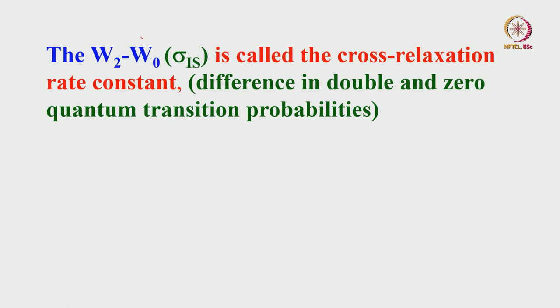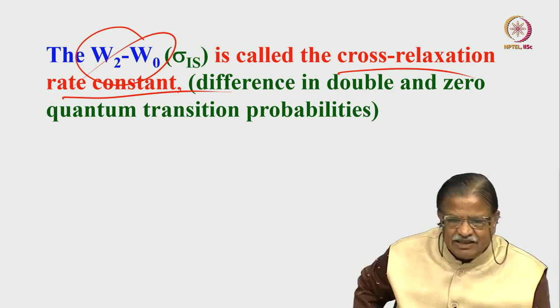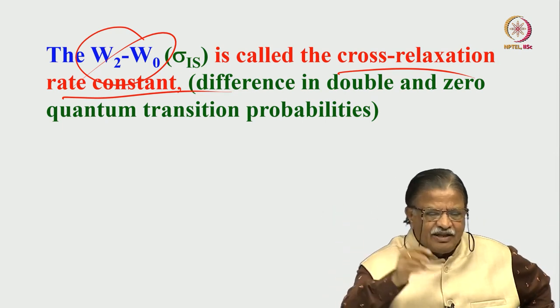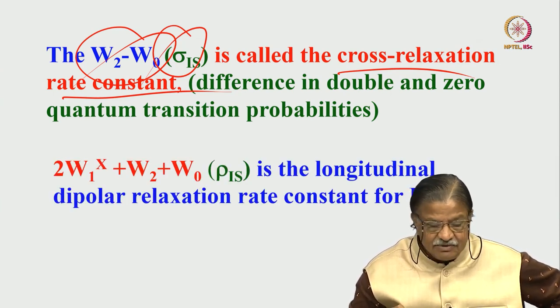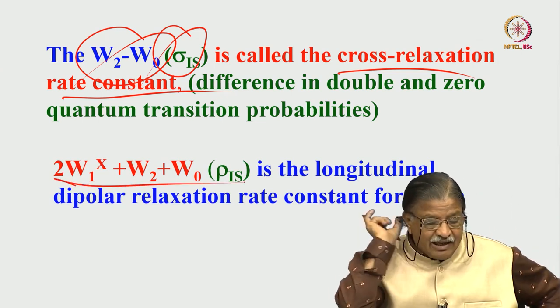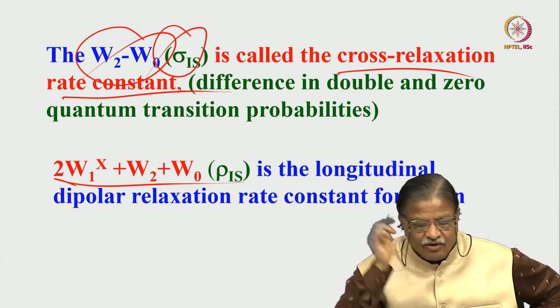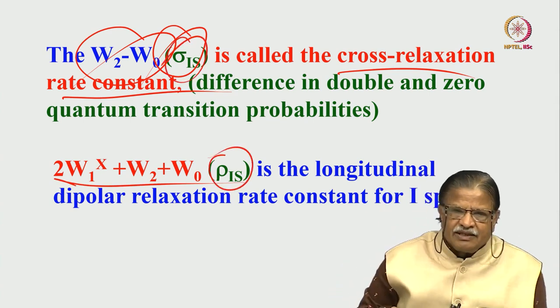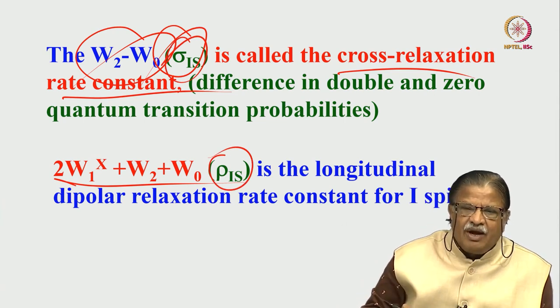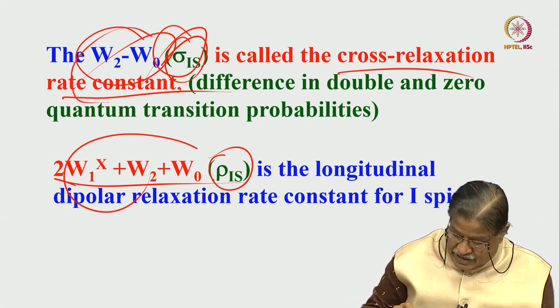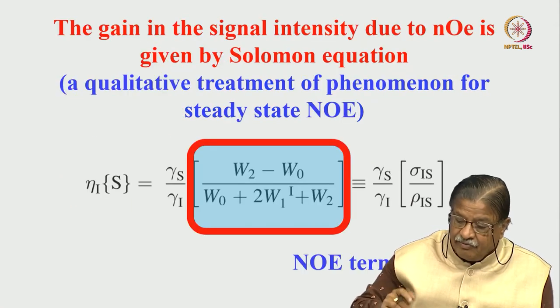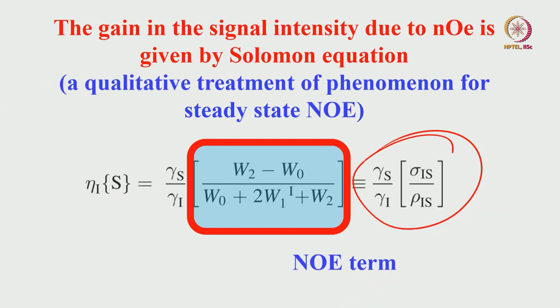W2 minus W0 is called the cross relaxation rate constant. This is the difference in double and zero quantum transition probability. The denominator is the sum of all three terms. This is the longitudinal dipolar relaxation rate constant. Rho, this is rho, this is sigma. These are the two factors which contribute to NOE. The cross relaxation term is in the numerator and the longitudinal term is in the denominator. This is summarized as a factor like this: gamma S over gamma I into sigma IS over rho IS.